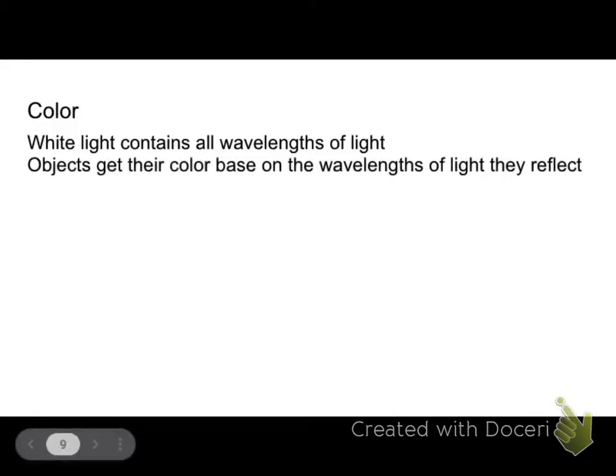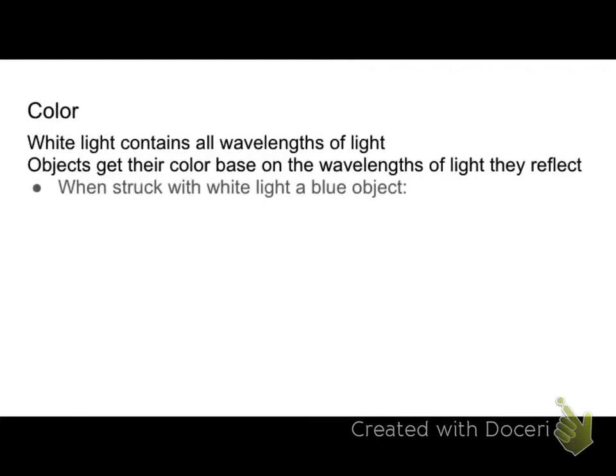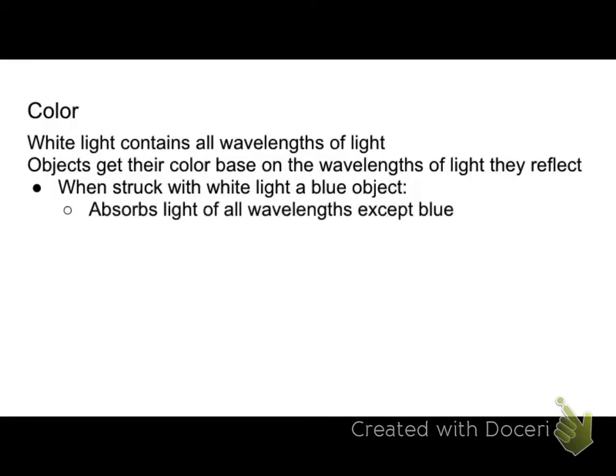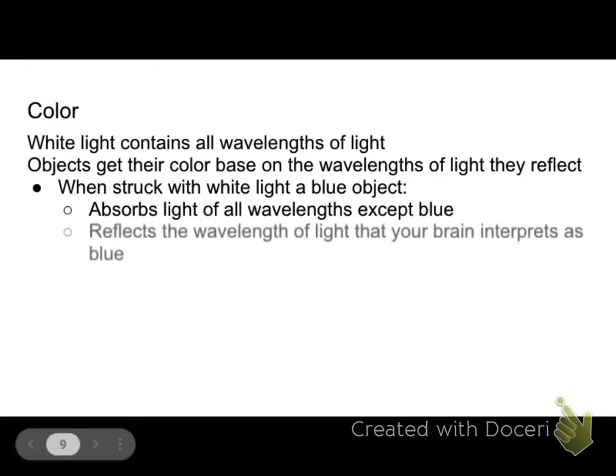Objects get their color based on which wavelengths of light they reflect. So, for example, if you have an object that is blue and it gets struck with white light, what's happening is that that object is absorbing or taking in all wavelengths of light except the wavelength for blue, and then it's reflecting the wavelength of light that your brain interprets as blue to your eyes. So when that wavelength hits your eyes, your brain says that object is blue.